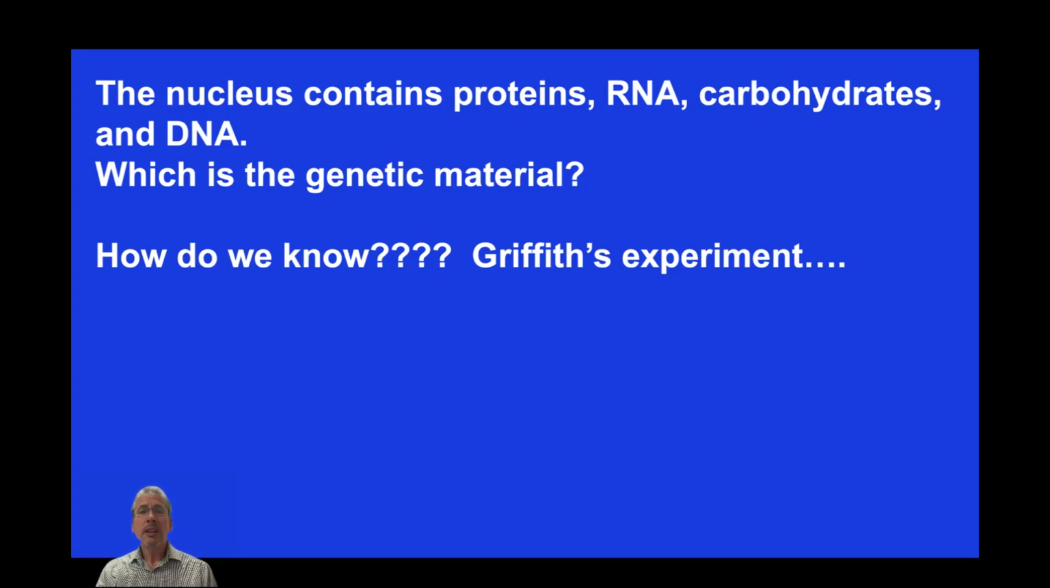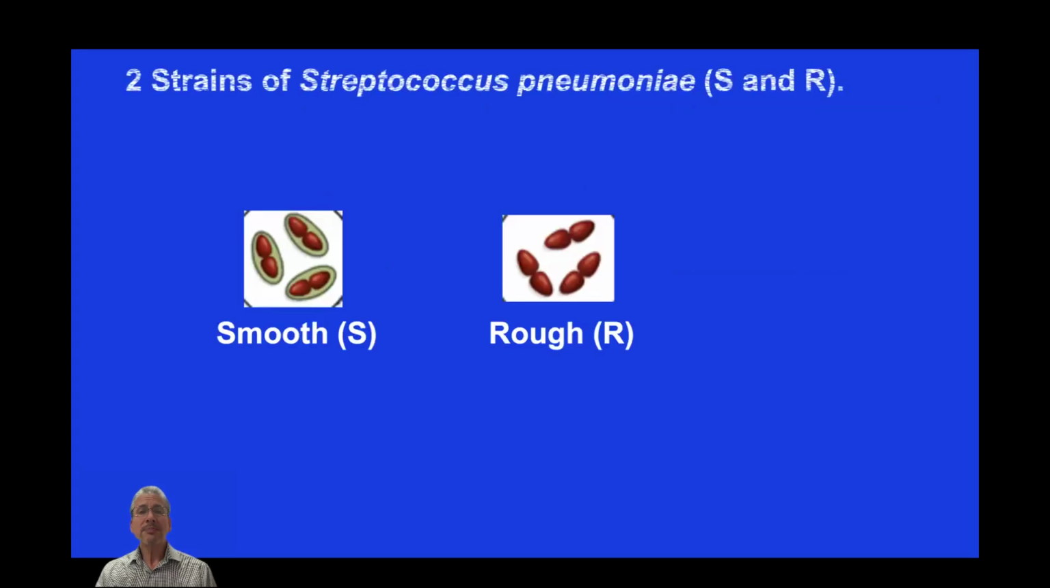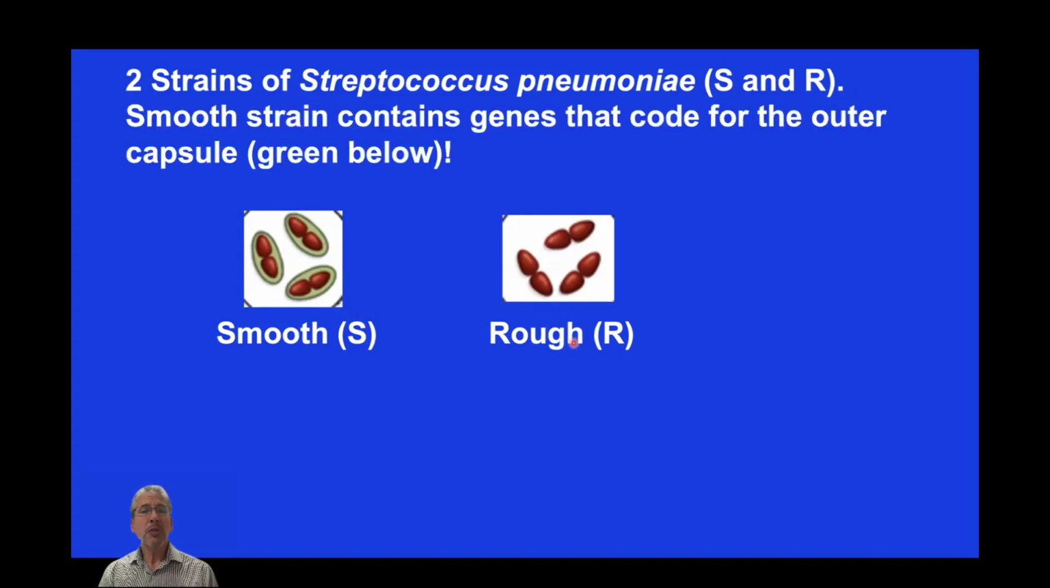Griffith was doing his work in the 1920s. He was using a bacterium known as Streptococcus pneumoniae. You might guess from its name that this bacterium can cause pneumonia. And it turns out that there are two strains that he was working with, a smooth strain toward the left and a rough strain toward the right. The smooth strain produces an outer capsule, whereas the rough strain does not. And the smooth strain contains genes, we now of course know, that are responsible for coding for that outer capsule, shown schematically in green in the image on the screen.